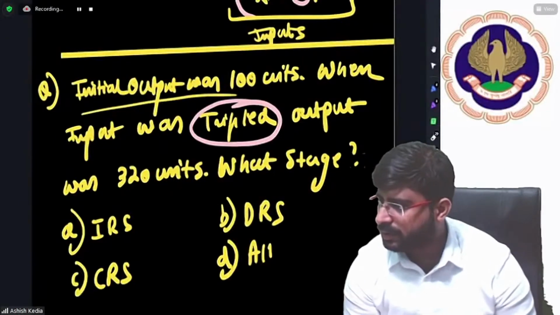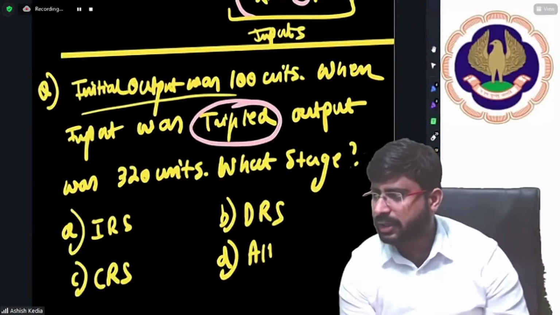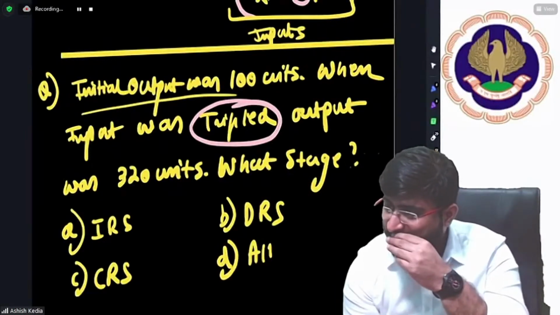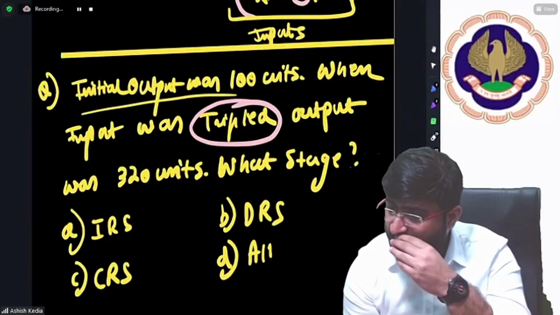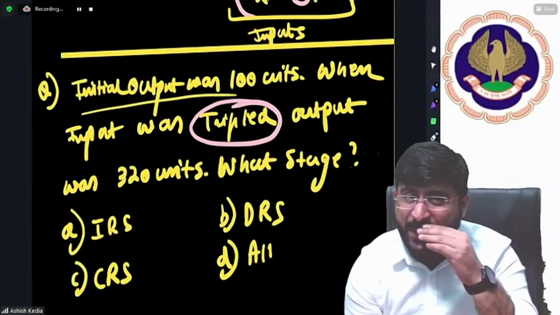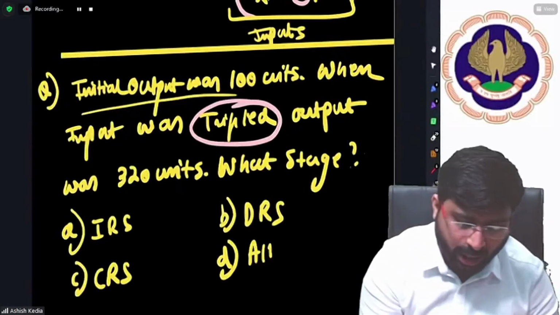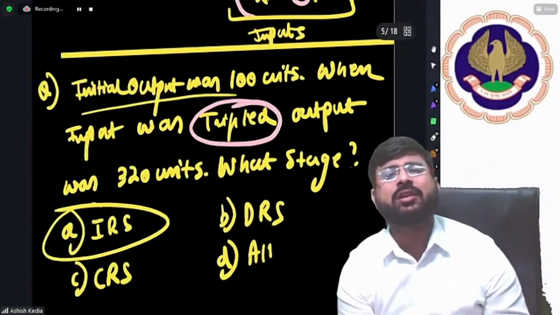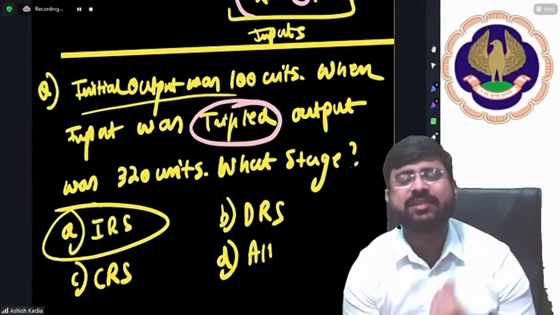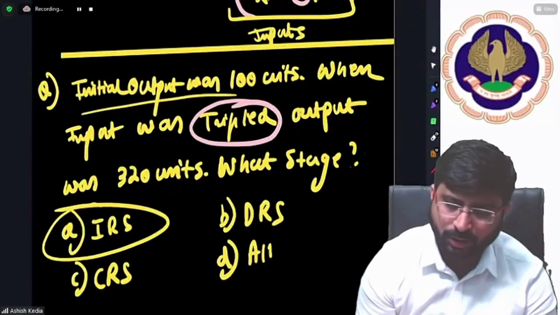Okay. So as I can see, there are answers coming along. And yes, our friends have told the answer to be A, increasing returns to scale. As you have correctly mentioned, our answer is A, increasing returns to scale. Because see what is happening.